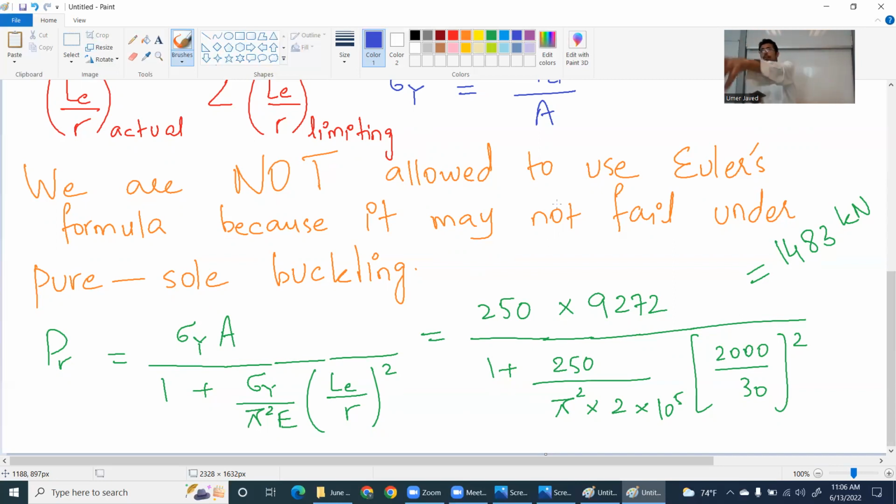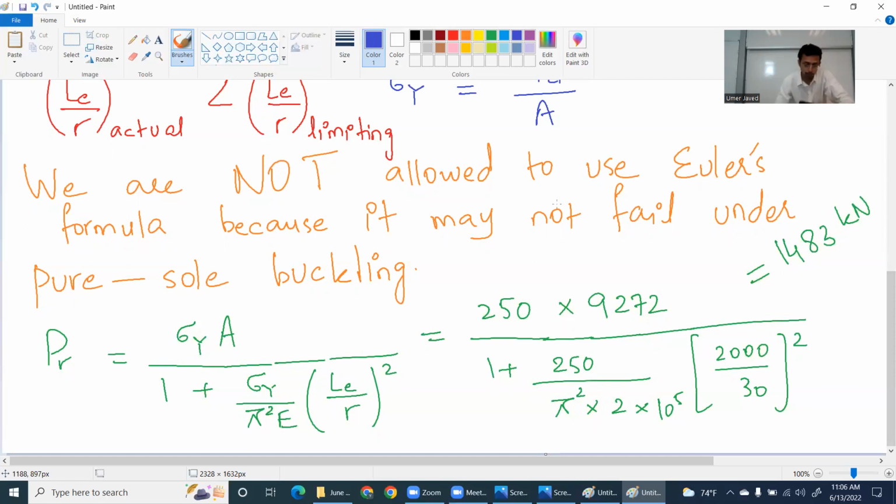Rankine-Gordon is when both of them are happening simultaneously, which is his comment: why are you even saying this when your Le over r actual is in the 60s and your limiting was in the 90s? It's far, far away from 90. So how can you even use this formula? His question was very legit and very correct, by the way.